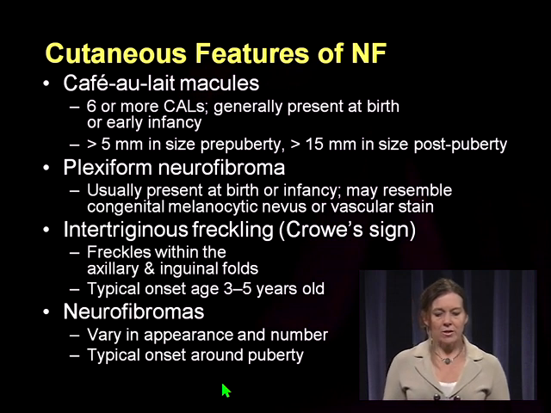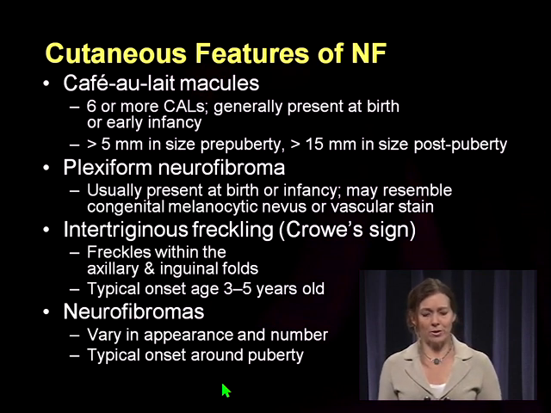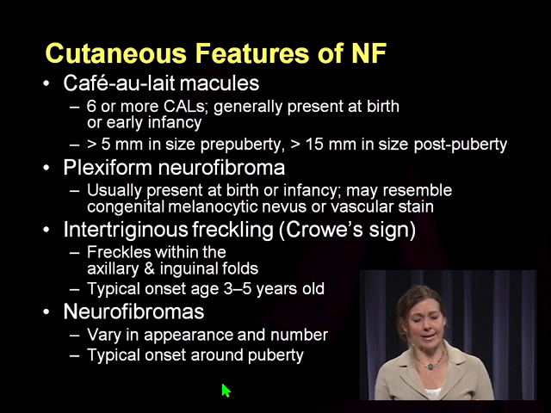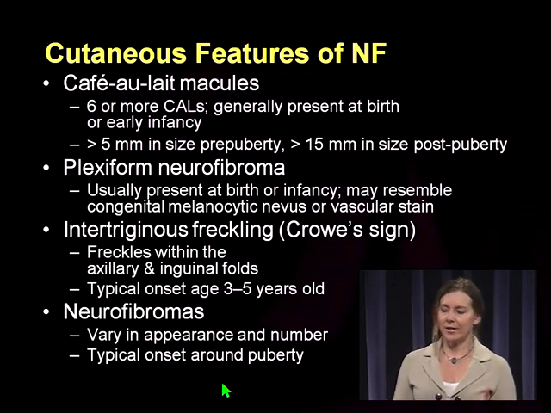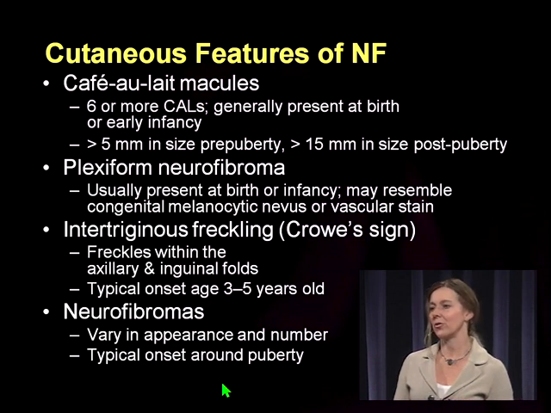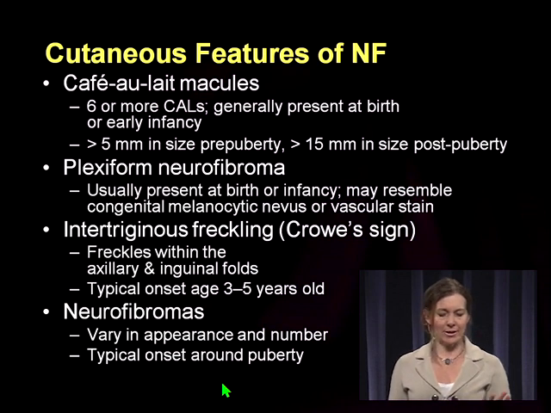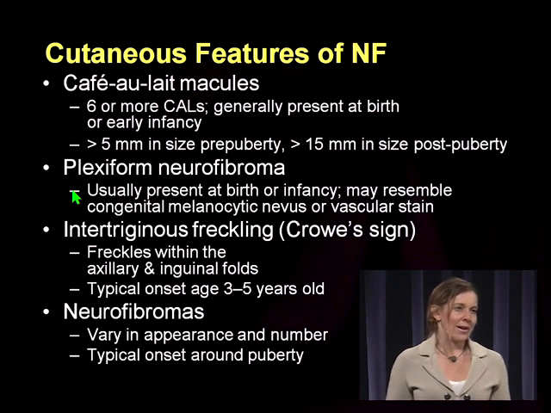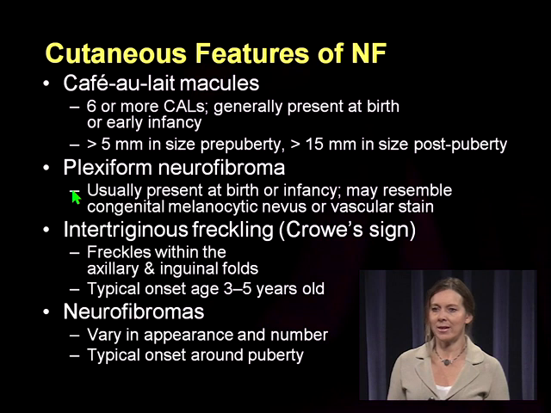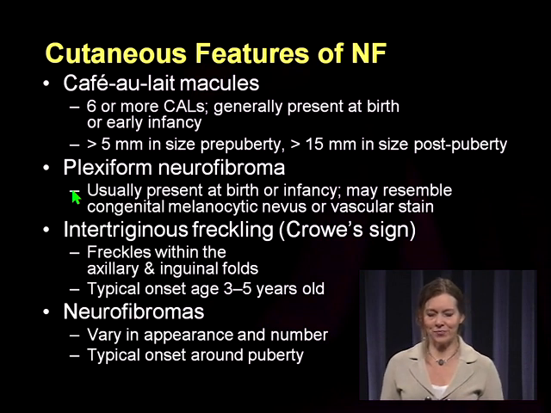So as far as the cutaneous features of NF, the first thing we usually see are the café au lait macules. You want to know these criteria for the boards. You're going to have six or more café au lait macules that are more than 5 millimeters in size if you have a prepubertal child. And if it's a postpubertal child, those lesions should be greater than 1.5 centimeters in size. That usually is there at birth or early infancy. So if you see a kid who's 5 years old and only has four café au lait macules, the chance of them having neurofibromatosis is extremely, extremely low.